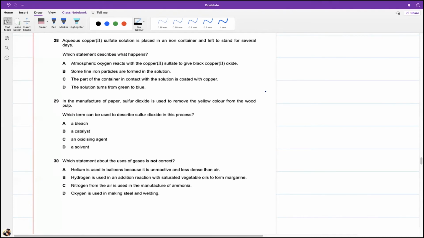All right. In the manufacture of paper, sulfur dioxide is used to remove the yellow color from the wood. So basically, वो क्या कर रहा है? वो bleach कर रहा है उसको. Which term can be used to describe sulfur dioxide? A bleaching agent. So yeah.